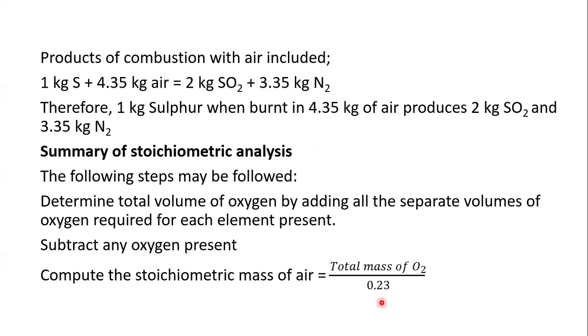When you are done, when you find the total mass of oxygen, like we did, you have to divide that total mass of oxygen you calculated by 0.23. That's how you get the theoretical or the stoichiometric mass of air that is needed for combustion.